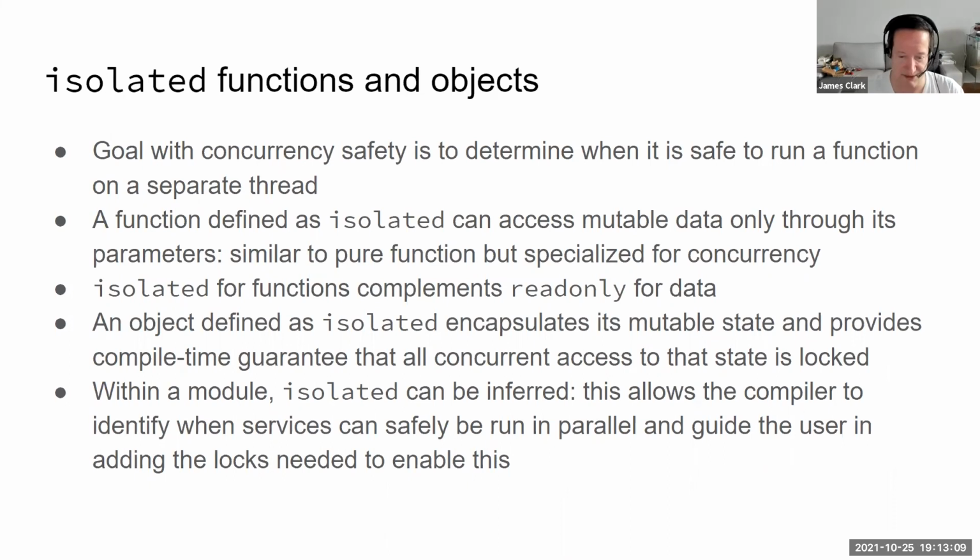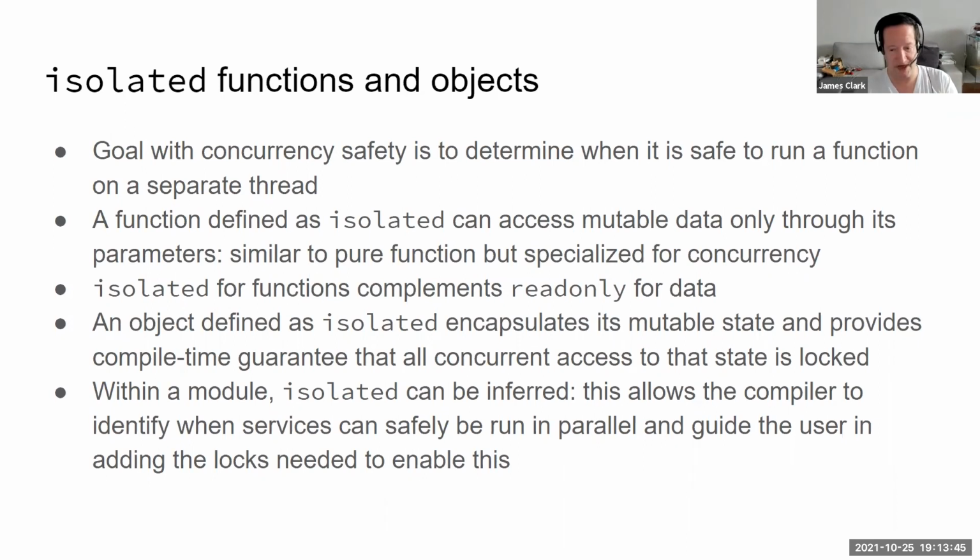The concept we have is called isolated. A function that's isolated is only allowed to access mutable data through its parameters. It's quite similar to a pure function, but it's not as strong. I think something like D, for example, has pure functions, and this is not dissimilar. But pure functions are too constrained to be useful. Pure functions can't have any side effects at all, and that doesn't work for us.